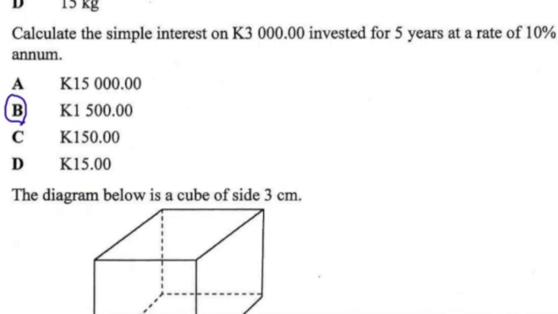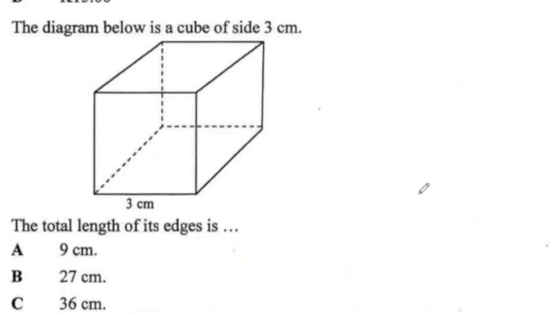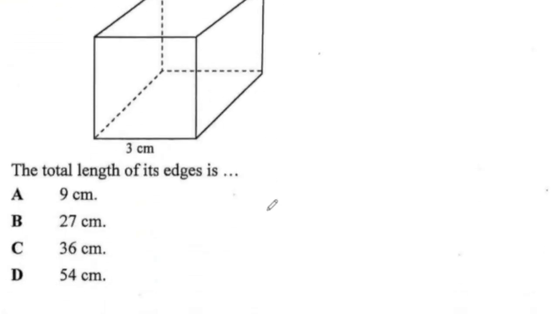We go to question number 55. The diagram below is the cube of side 3 centimeters. So this is a cube, not a cuboid, meaning it's made of squares. So all of them are equal. Calculate the total length of its edges.